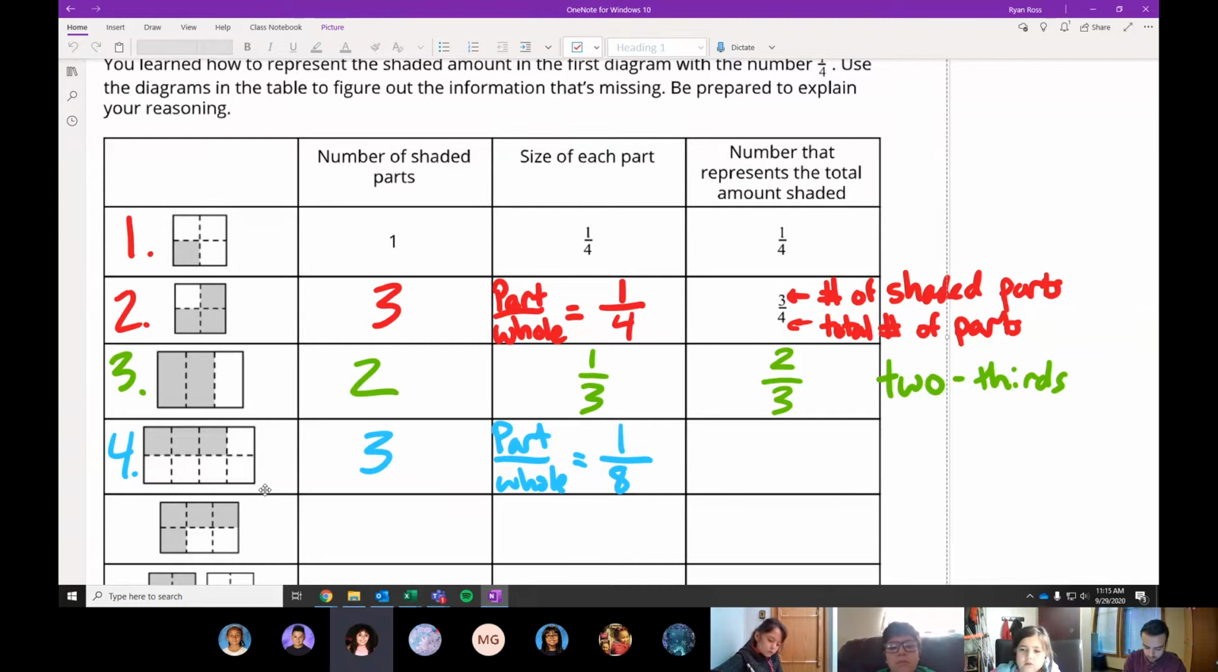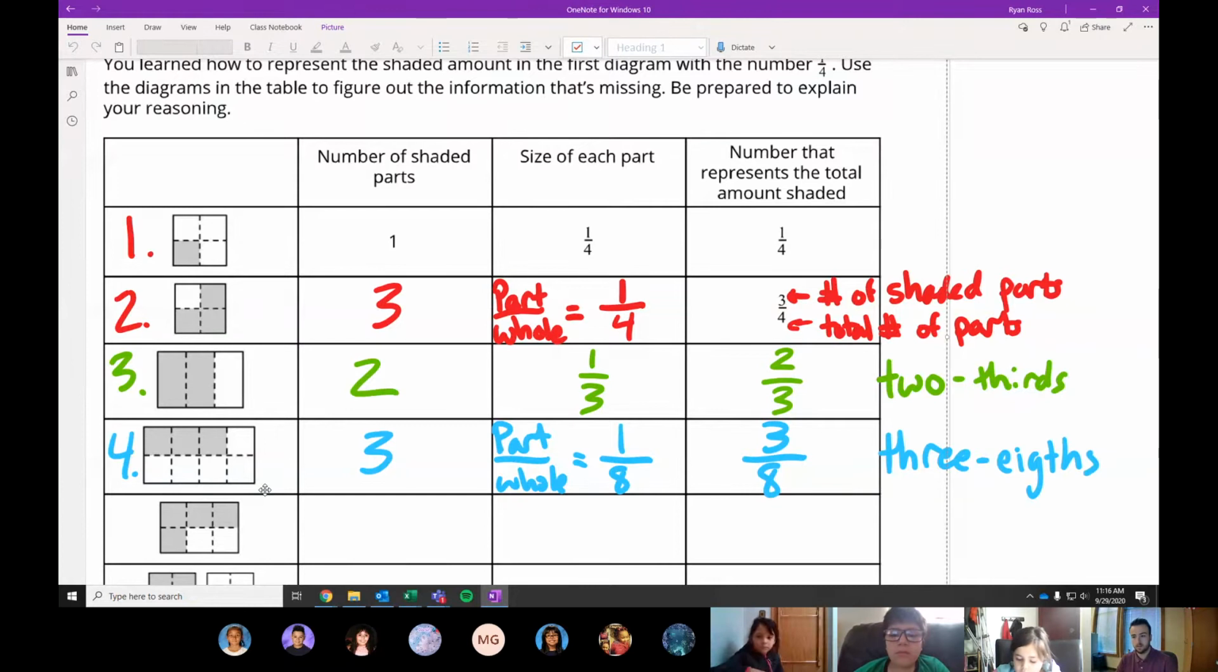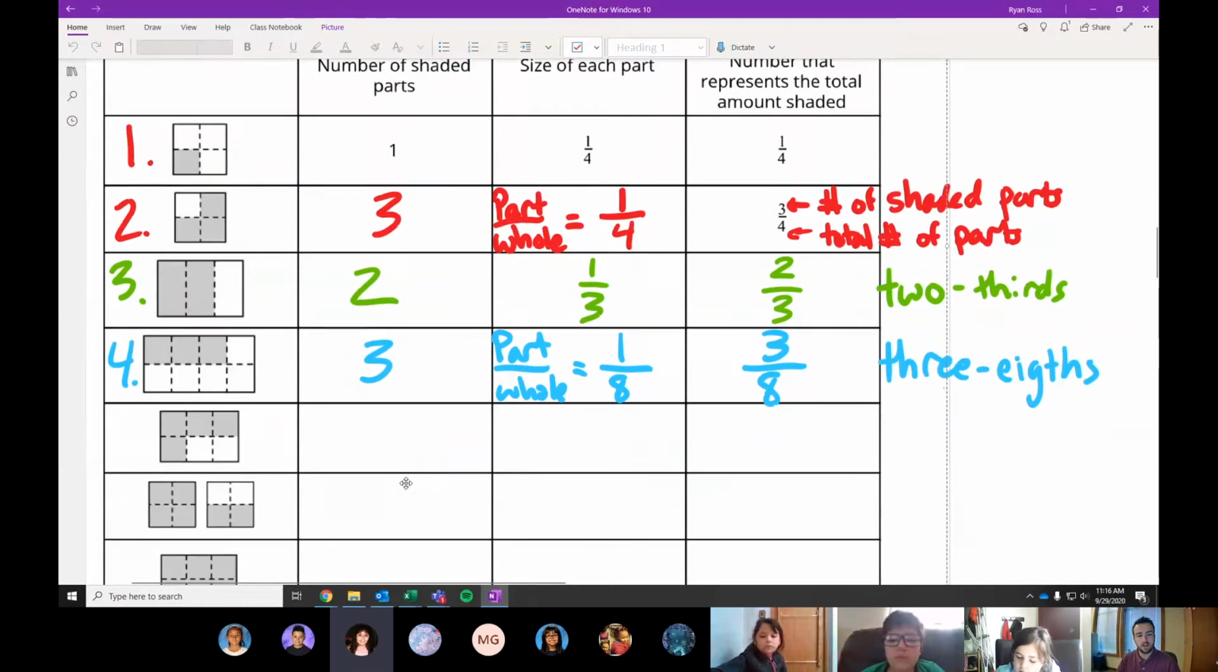Yeah, there are 3 that are shaded. Out of how many total parts? 8. Yeah. 3 shaded out of 8 total parts. So we say this is 3/8. Okay, does that make sense? Yeah. All right, there's a little pattern here that I'm going to stop and share with you.